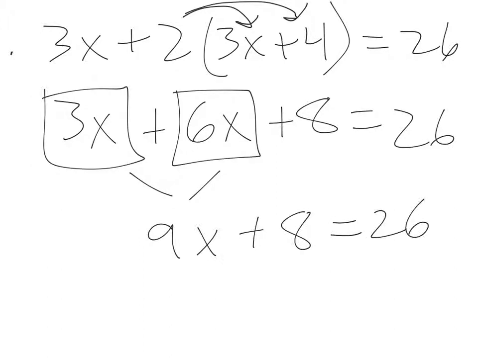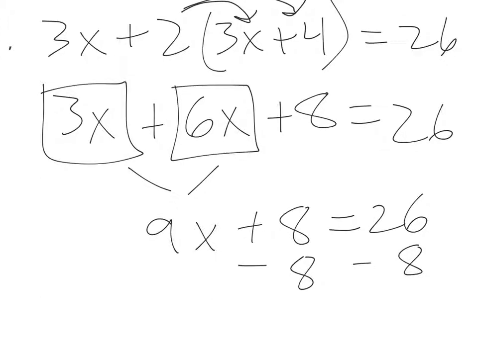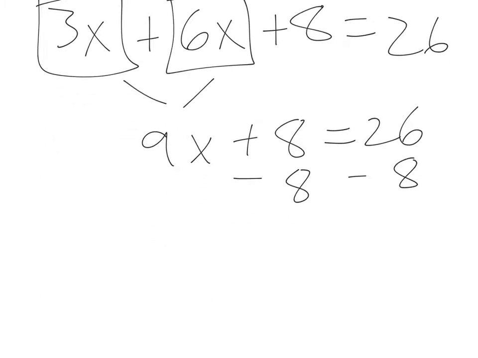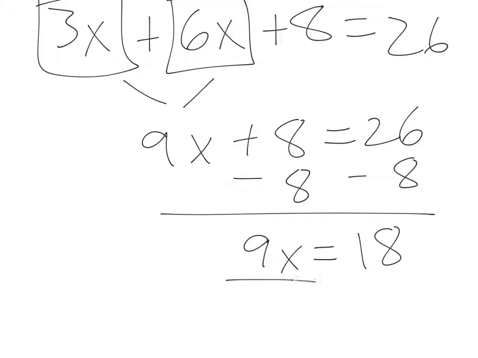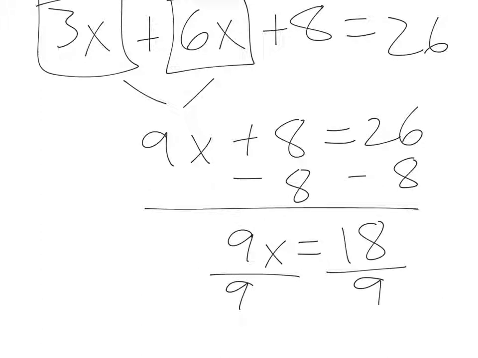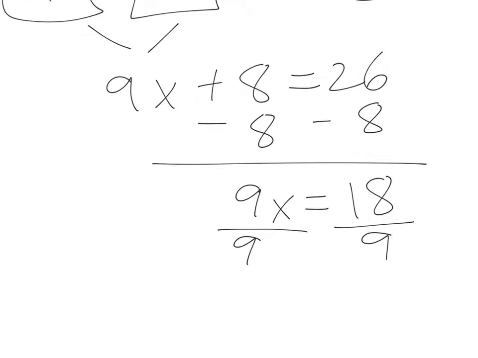And now that I've taken care of the distribution first and the combining like terms, I can now solve this two-step equation. So I'm going to subtract 8 and subtract 8. So as I do this, I'm just going to scroll down a little bit. I'm left with 9x on the left side of the equation and 18 on the right side of the equation. Then I can divide by 9 on both sides, and my final answer would be x equals 2.